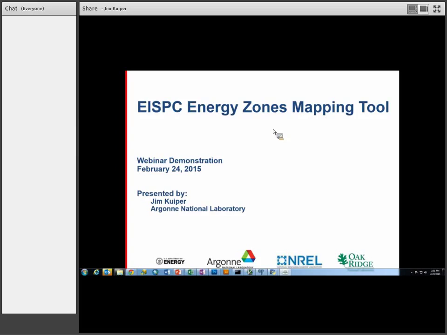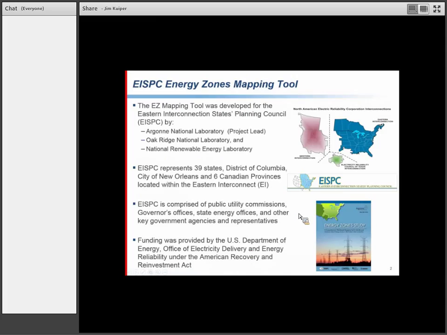Okay, so the IcePick Energy Zone Mapping Tool was developed for the Eastern Interconnection States Planning Council. And that's an organization that was originally funded by the Department of Energy concerning the Eastern Connection. So the map on the upper right of this slide, the blue area is the Eastern Interconnection. It includes the majority of the eastern United States, east of the Rockies, as well as several Canadian provinces.